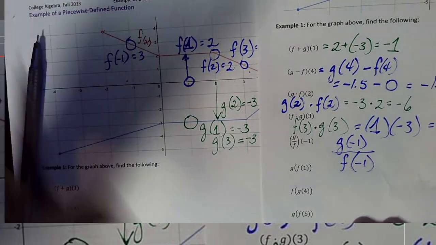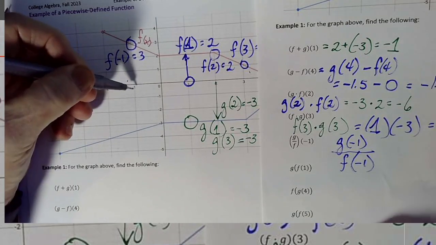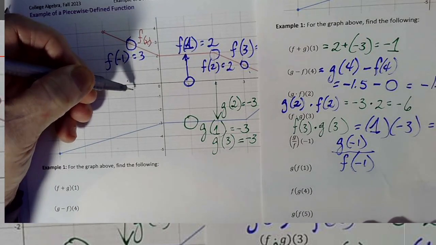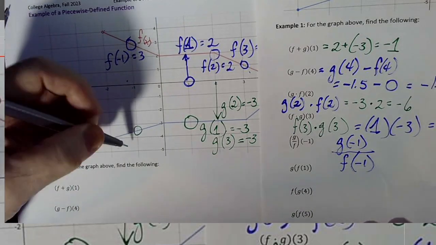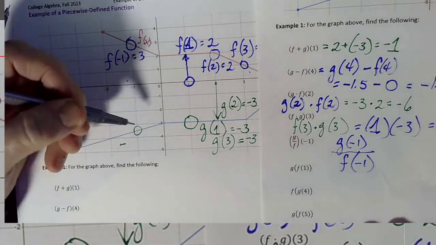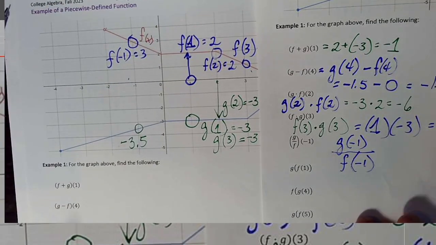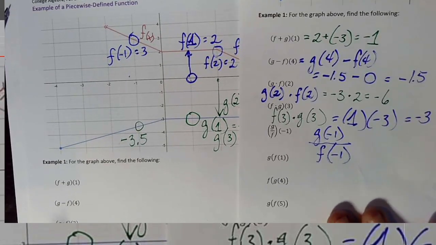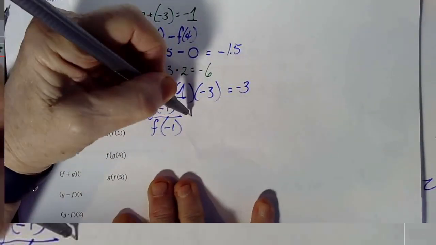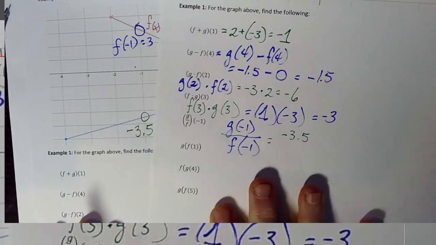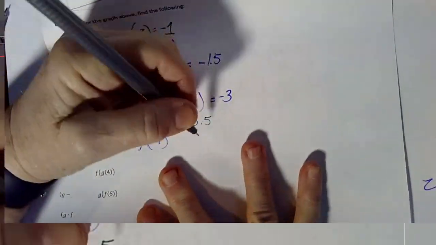And for g of x, I'm going to start also at negative 1. When x is equal to negative 1, g of x is negative, I'm going to call that 3.5. Okay, so then we get the values. We've got negative 3.5 for g of negative 1. f of negative 1 is 3.